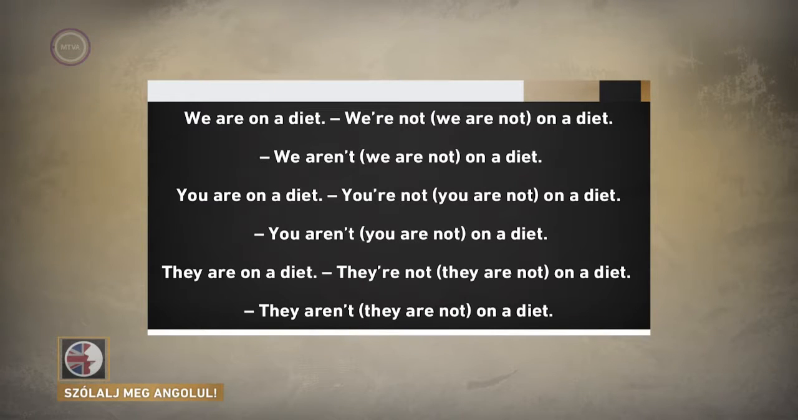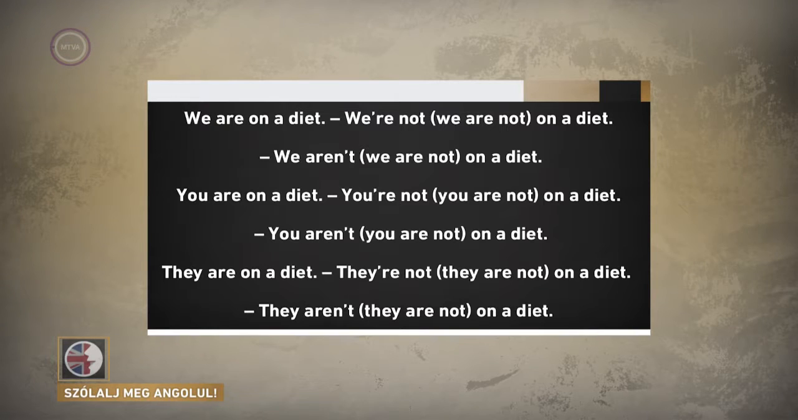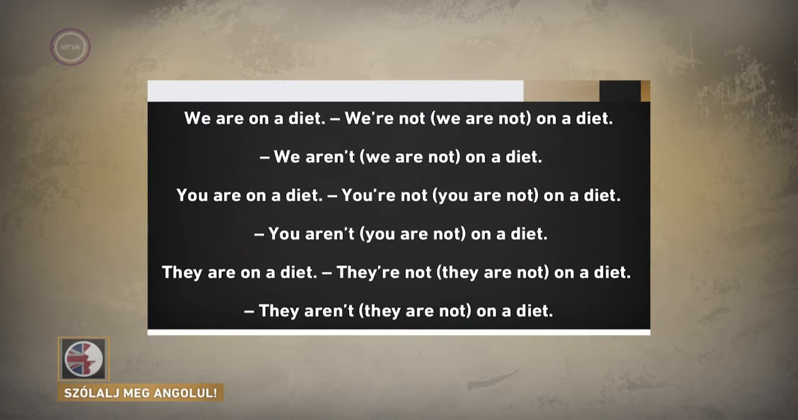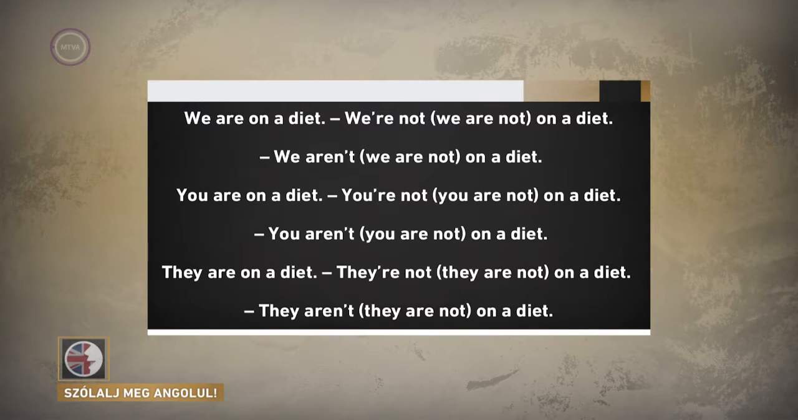We are on a diet. We're not. We are not on a diet. We aren't. We are not on a diet. You are on a diet. You're not. You are not on a diet. You aren't. You are not on a diet. They are on a diet. They're not. They are not on a diet. They aren't. They are not on a diet.